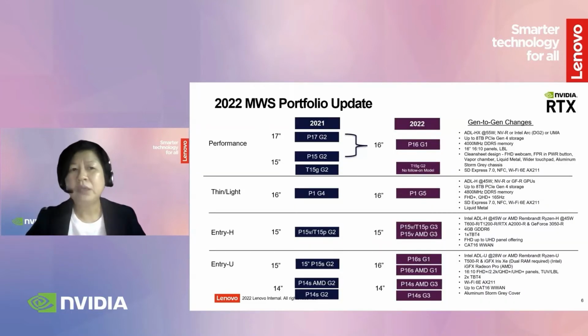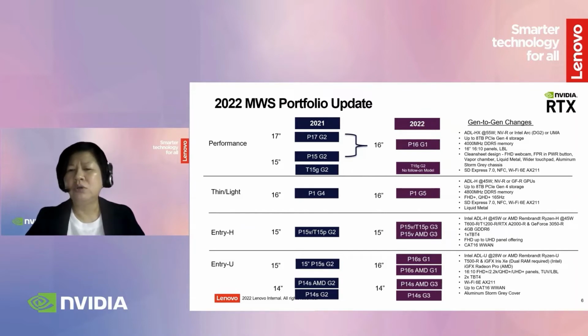On the mobile workstation, MWS stands for mobile workstation. You will see the models that I mentioned earlier running on the entry U Intel processor, as well as the AMD options. So you have a choice of using the AMD range, like the P14s AMD Gen 2, which we are now transitioning to the P14s AMD Gen 3. On the P14s itself, you have the Intel model as well as the AMD model.